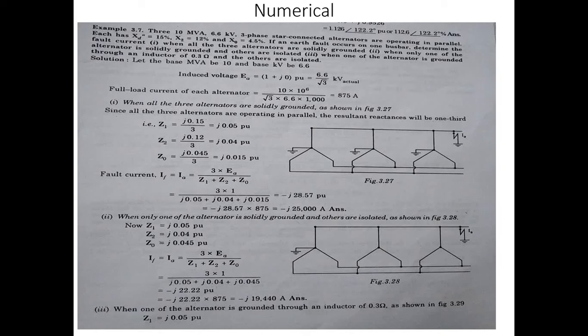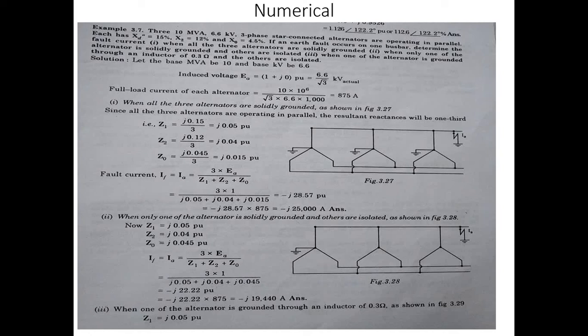Now the negative sequence impedance Z2 is equal to, what is the negative sequence reactance? X2 is 12%, that is j0.12 divided by 3, so it will be j0.04. And the zero sequence impedance Z0 is equal to, what is the zero sequence reactance given? 4.5%, that is j0.045, divided by 3, since three alternators are operating in parallel, so it will be equal to j0.015 per unit.